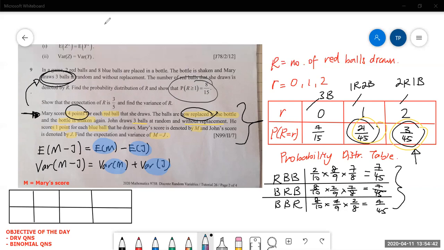So right now we're going to have probability of capital M equals to small m. Okay, so we have 0 points, 4 points, and 8 points. So for Mary to get 0 points, it would be 7/15. Basically, you just copy and paste. Then this is divided by 3 is 7. 3 also 7/15. And this, how come it's not 21/45? 21/45 is 7/15, right? Is it? Oh.